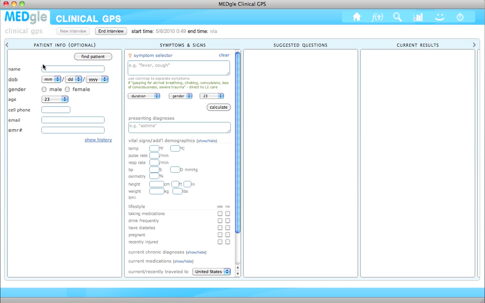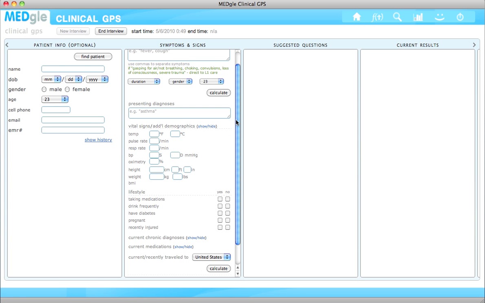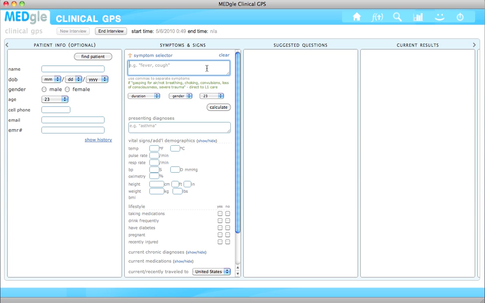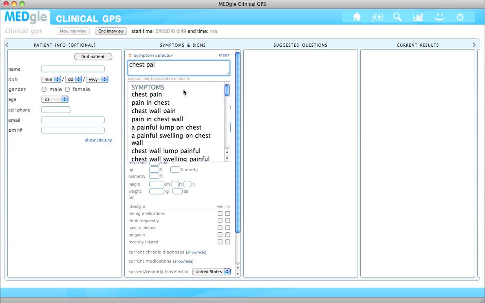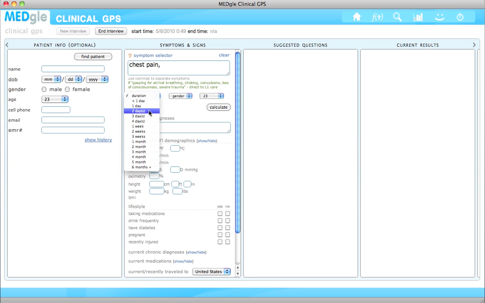So here, once again, we can see our optional information. We can present symptoms, information about duration, age, gender, presenting diagnoses if we know it, vital signs, lifestyle, and a variety of other information. So let's look at an example, say chest pain for 2 days for a male who's 23 years old.